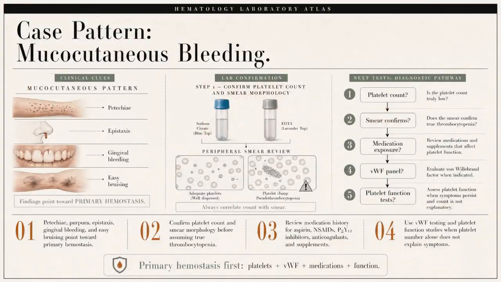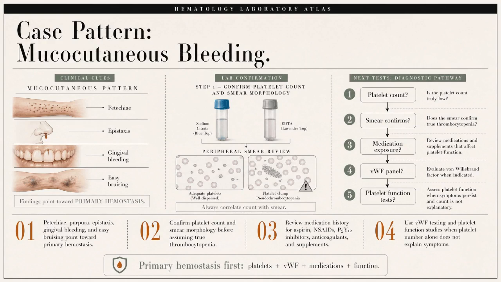Now, consider a patient with easy bruising, petechiae, nosebleeds, and heavy menstrual bleeding. This mucocutaneous bleeding pattern suggests a primary hemostasis problem. Our first lab step is the CBC and smear. Is the platelet count low? Are there platelet clumps? If the platelet count is normal, platelet function becomes the question. Medication history is crucial here. Von Willebrand disease must also be considered.